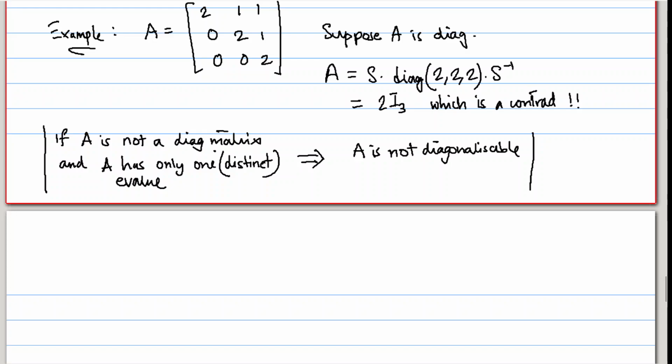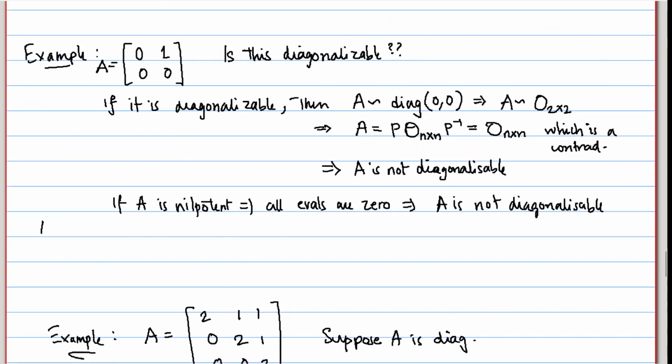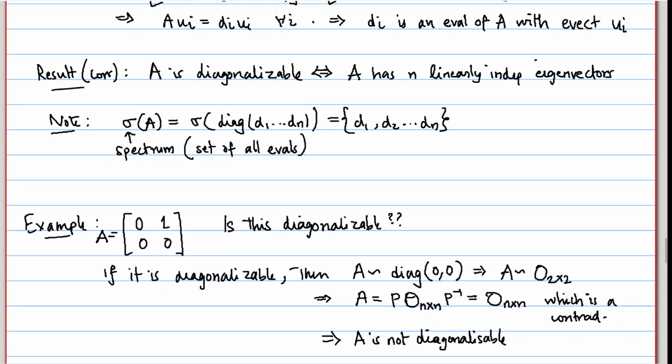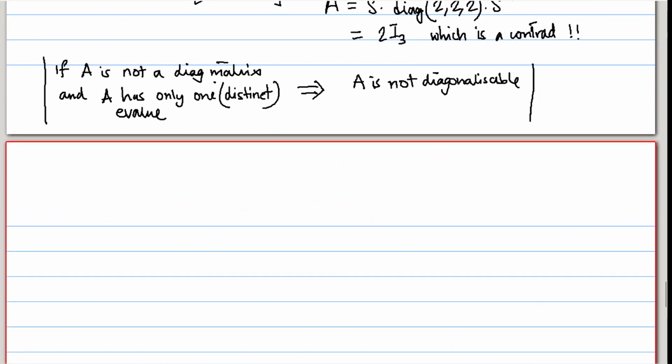Alright, so let's continue with diagonalizability. Last time we saw that some A is diagonalizable if and only if it has n linearly independent eigenvectors, where A is an n by n matrix.